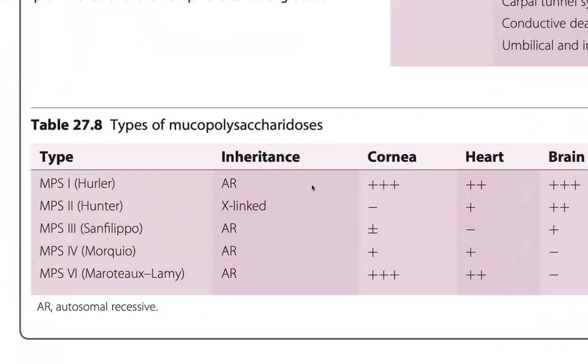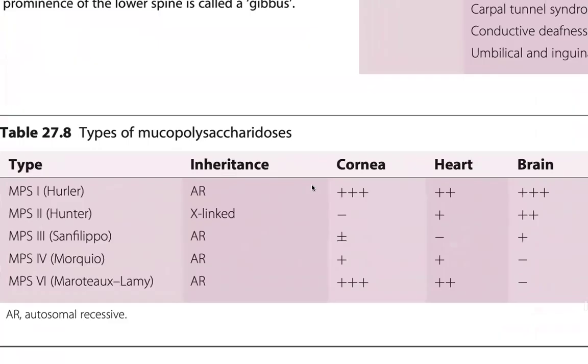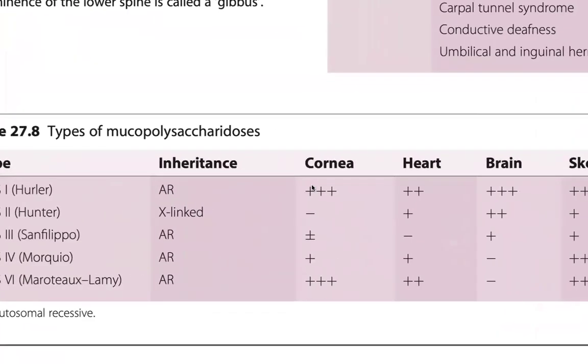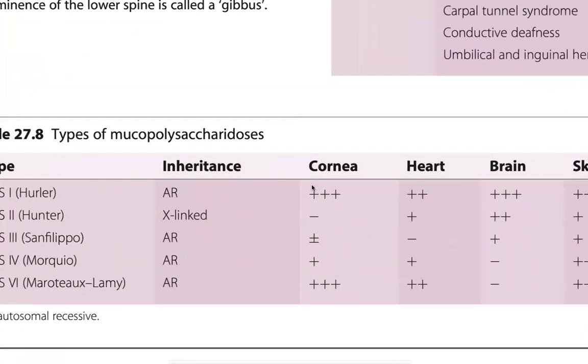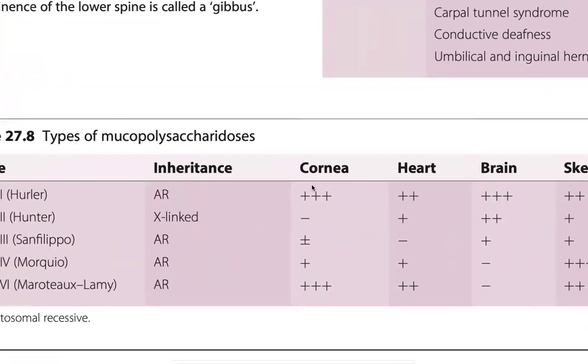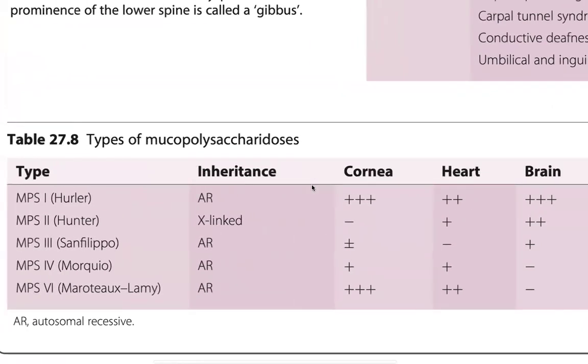Hurler is autosomal recessive, and Hunter is X-linked. Hurler has corneal involvement, heart involvement, brain involvement, and skeletal involvement. And Hunter has no corneal involvement; it's heart, brain, and skeletal involvement.